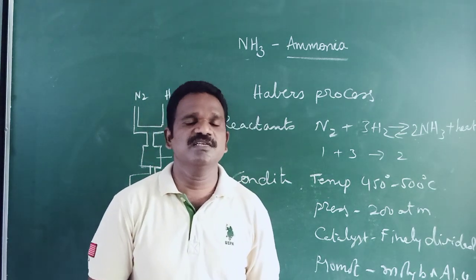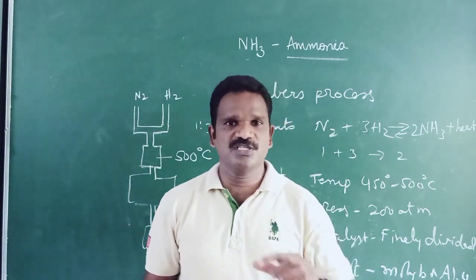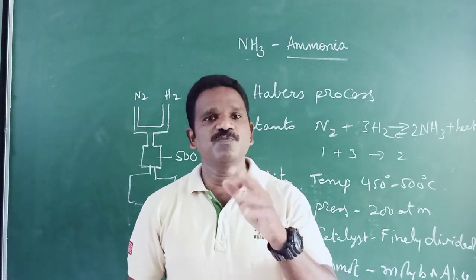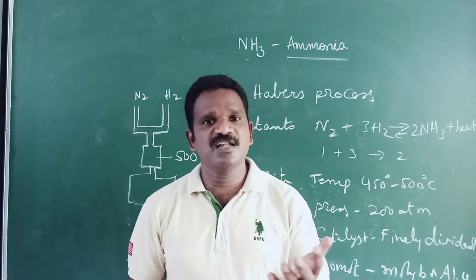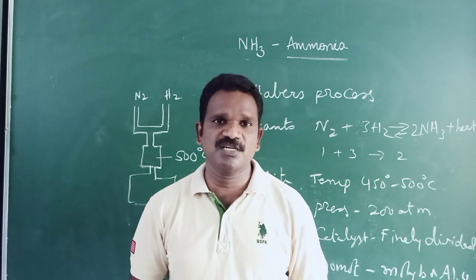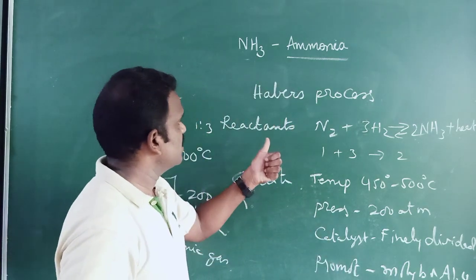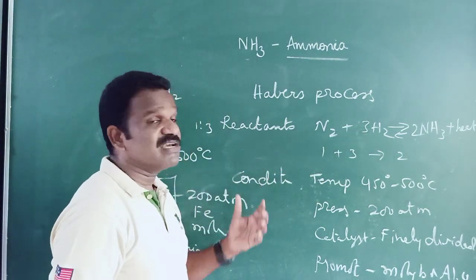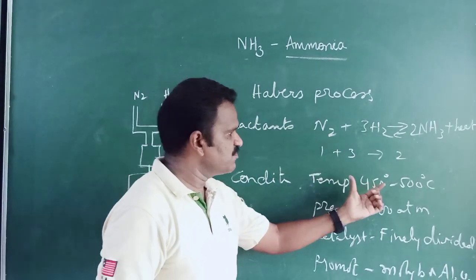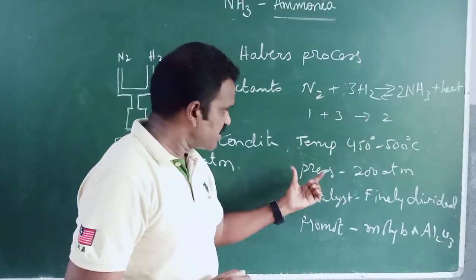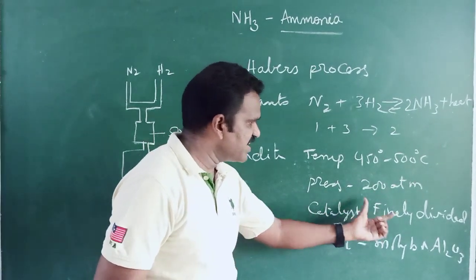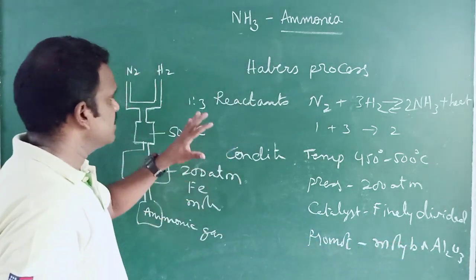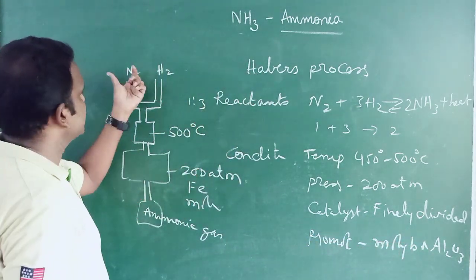So once again let us see what Haber's process is. The name Haber's process is given for the preparation of ammonia. What is the chemical equation? N2 plus 3H2 gives rise to NH3. It is a reversible reaction. It is an exothermic reaction. What are the reactants we require? We require nitrogen and hydrogen in the ratio of 1:3. Now, what are the conditions we require? Temperature 450 to 500 degrees centigrade, pressure 200 atmospheric pressure, catalyst finely divided iron, and promoter molybdenum or Al2O3.